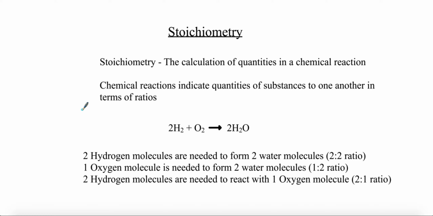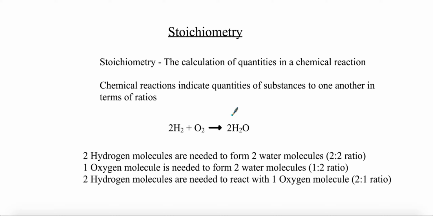So we compare everything in terms of ratios. Let's take a look at this reaction to make water. We can interpret this as 2 hydrogen molecules combine with 1 oxygen molecule to produce 2 water molecules. So this essentially is my recipe for making water. If I'm talking about the ratios here, I can take ratios of all the different substances to each other. For example, 2 hydrogen molecules are needed to make 2 water molecules.